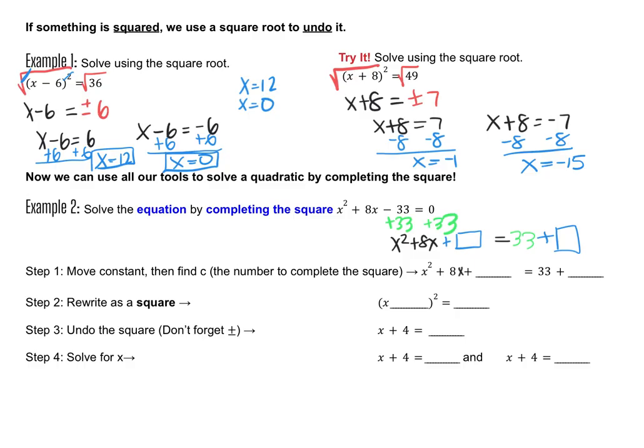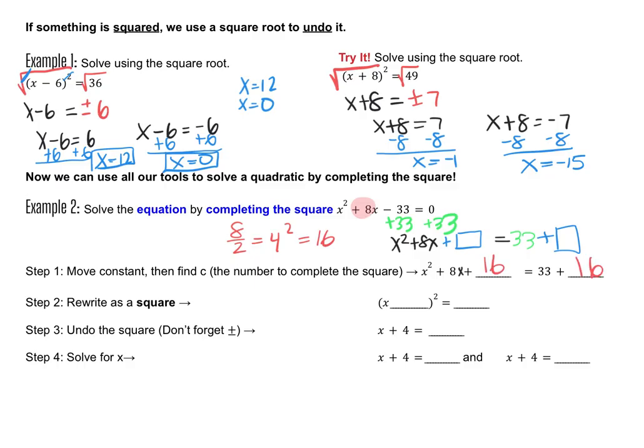So that number that is going to go in the box is always half of our B term squared. So in this case, my B term is 8. So half of 8 is 4, and 4 squared is 16. So that is a number that is going in the box or in the blanks.